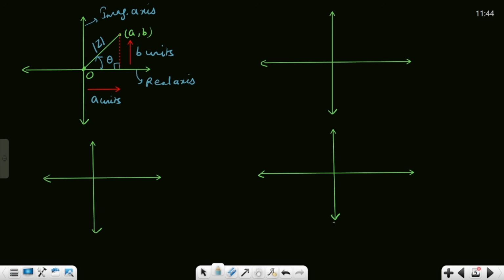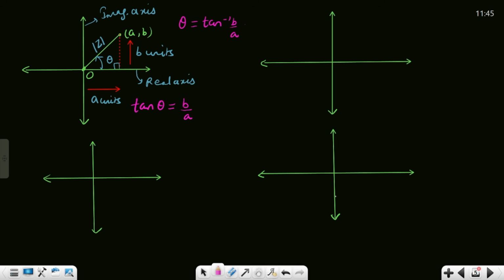If I ask what is tan theta, we will say tan theta is b by a. It means theta is equal to tan inverse b upon a. So this is our argument. Theta is equal to tan inverse b by a is our argument here when my point a comma b lies in the first quadrant.